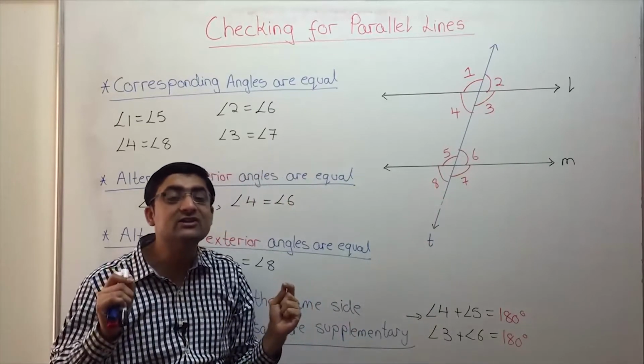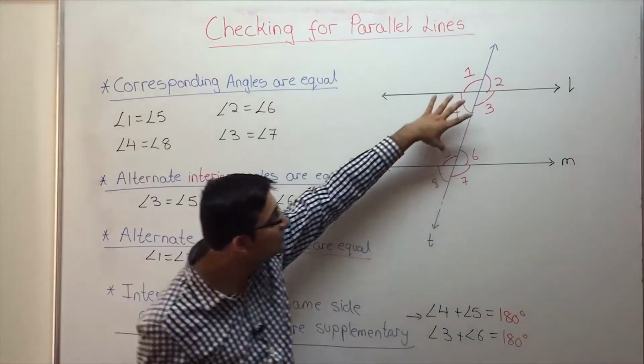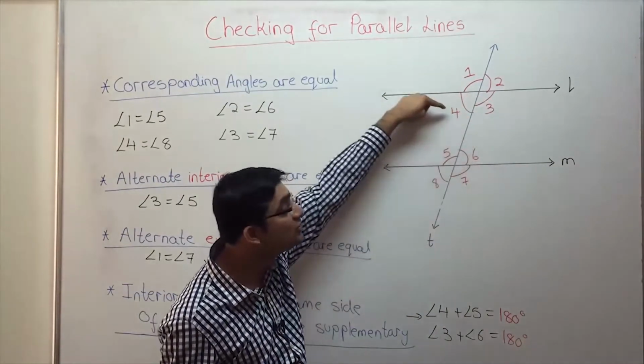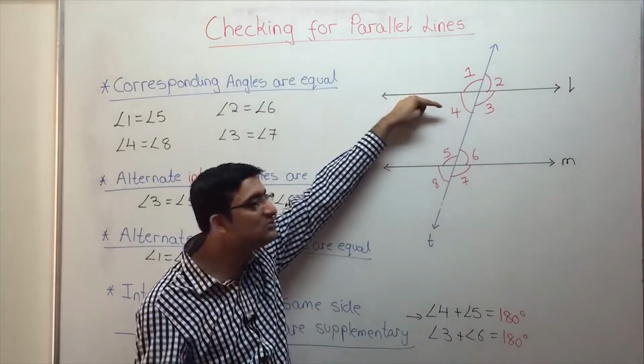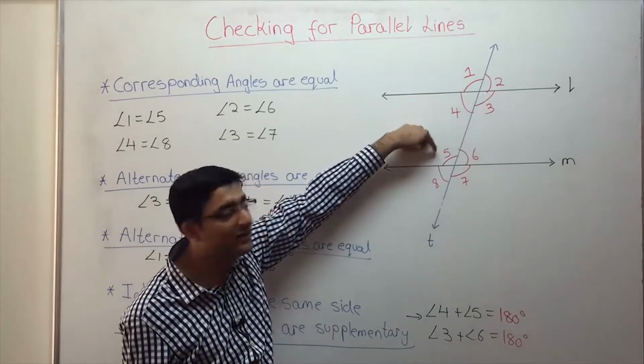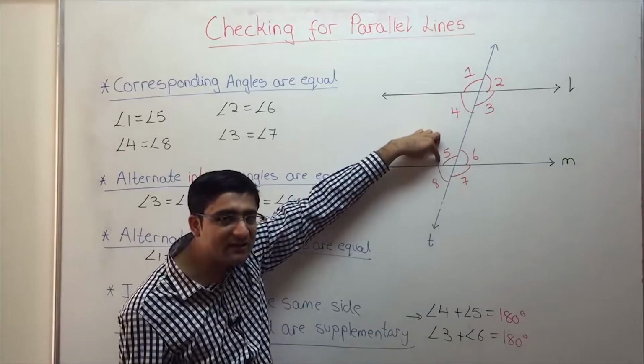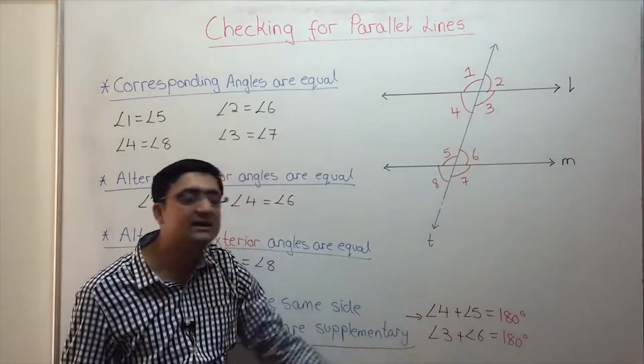Next, interior angles on the same side of the transversal. So these are the interior angles. On the same side means either left side or right side. So they are supplementary. That is, their sum is 180. So angle 4 plus angle 5, interior angles on the same side of the transversal, 180. Angle 3 plus angle 6, 180.